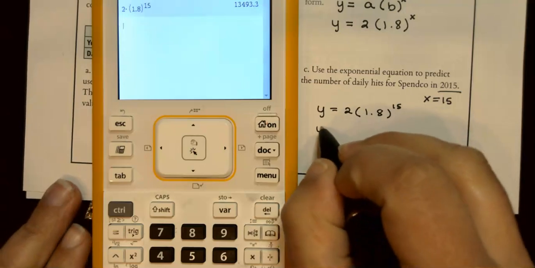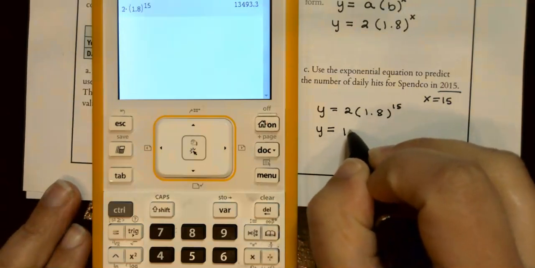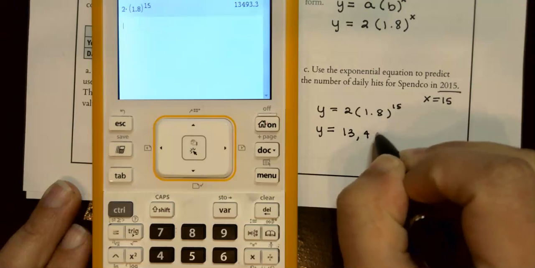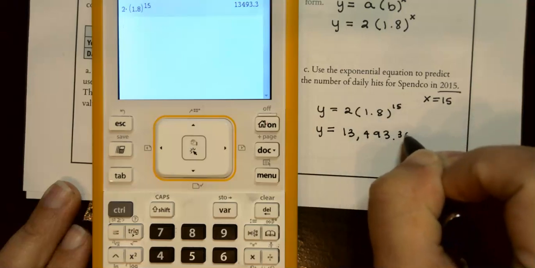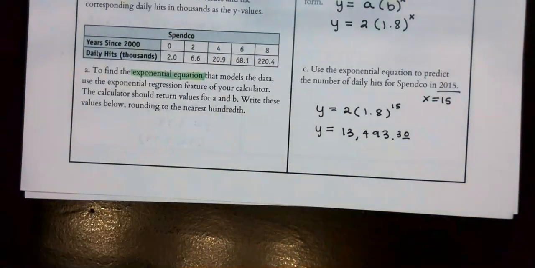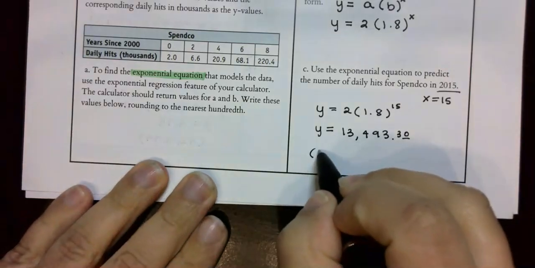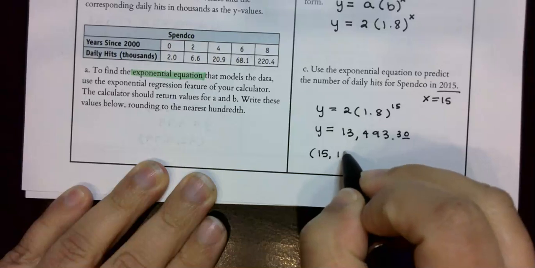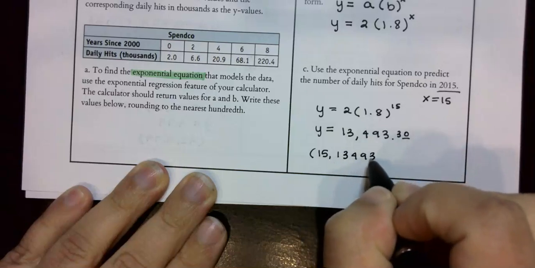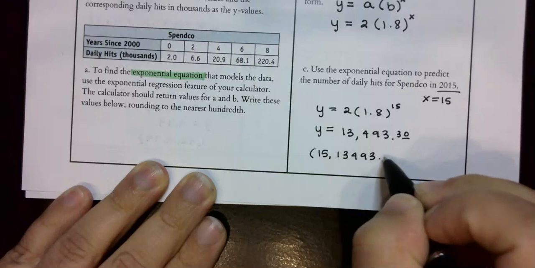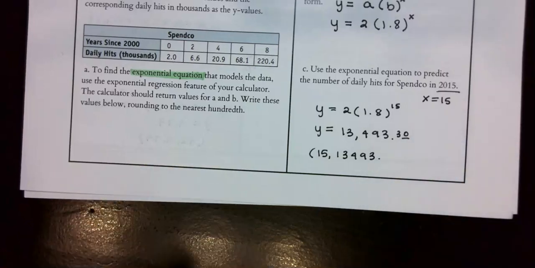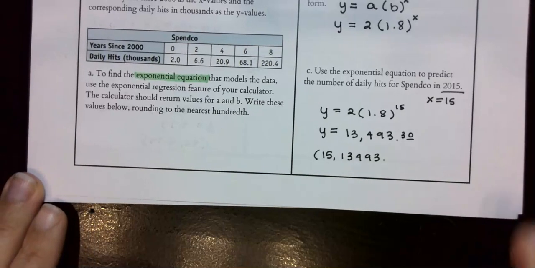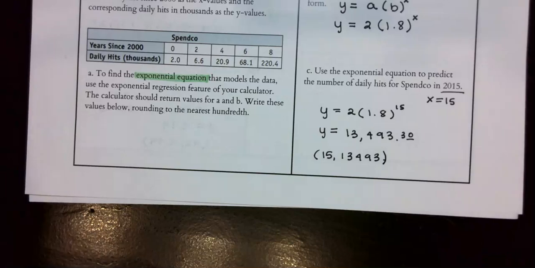So we know that it is 13,493.30. Okay. And this one, we can write it as an ordered pair as well, that after 15 years, we have all these hits. Now you can leave the 0.30, but because we're talking about daily hits, I don't think most of them are decimals, so we can round that down and leave it like that.